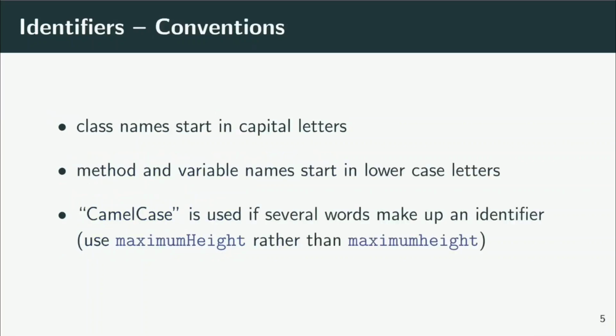These conventions were: class names usually start in capital letters. Method and variable names start in lowercase letters. And if you have a variable name which consists of several words, you will use camel case, meaning that you would concatenate the words directly one after another, and each new word will start in a capital letter. So you would write maximumHeight with a capital H and not with a small h.